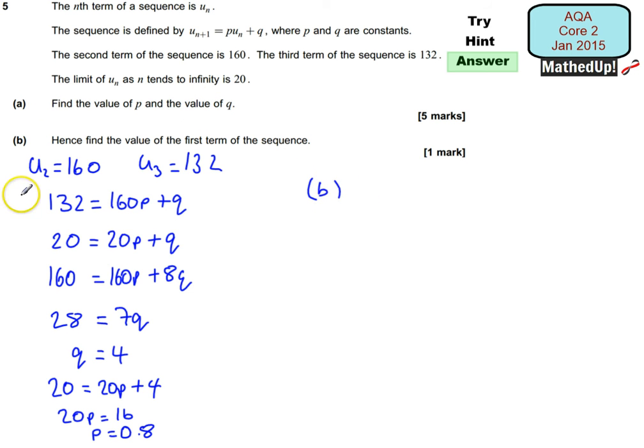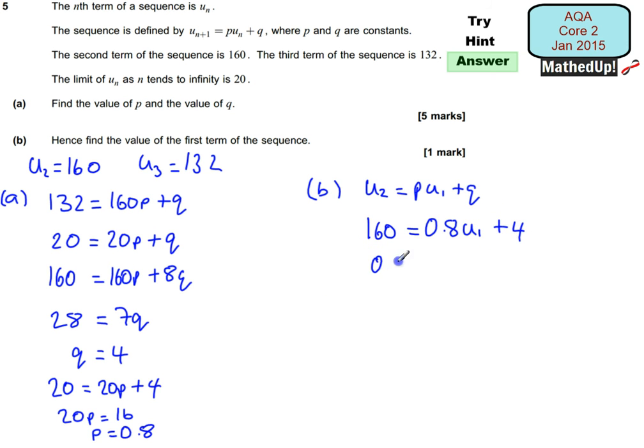Part B says, hence find the value of the first term of the sequence. Well, using this here, I know that u2 is equal to p times u1 plus q. u2 I know is 160. That's equal to p, which I now know is 0.8, times my first term plus q, which is 4.